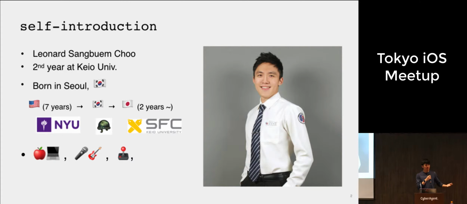So my name is Leonard Choo. I'm a second year at K University. I was born in Seoul, South Korea, and then I lived in the US for about 7 years since middle school until I went to NYU for a couple years. And then I went to the Korean military for 2 years. And then I came to K University afterward.